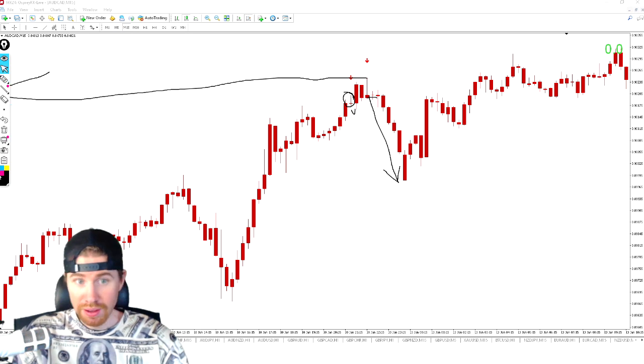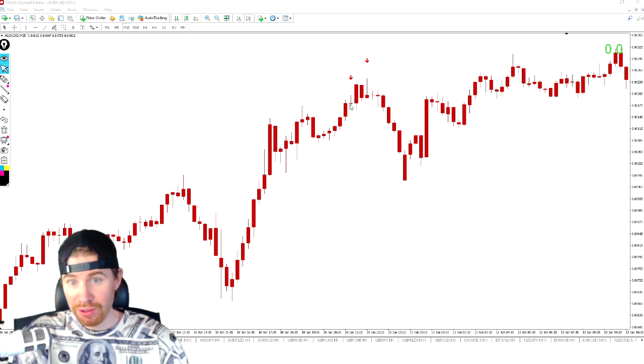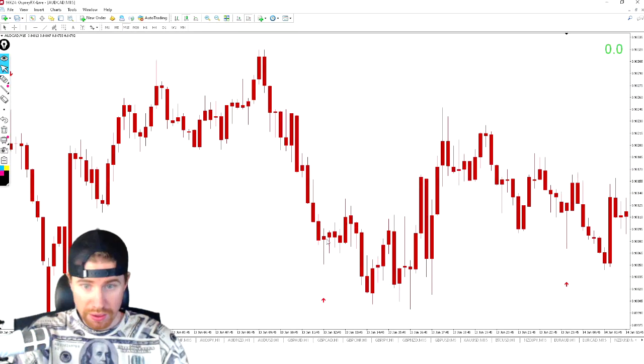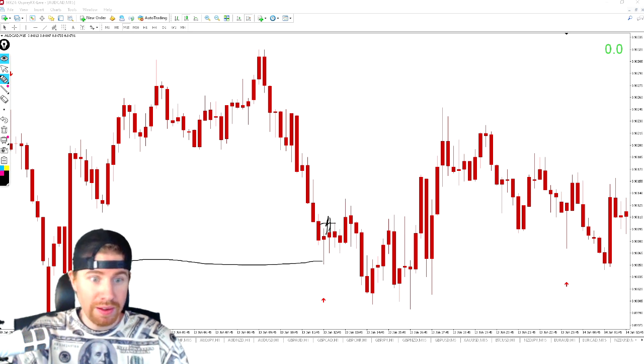So that one is a good kangaroo. This one, not so good because of the small tail. So this kangaroo here would never have been triggered because the next candle, price does not clear where we need it to clear. But there is plenty of room to the left.